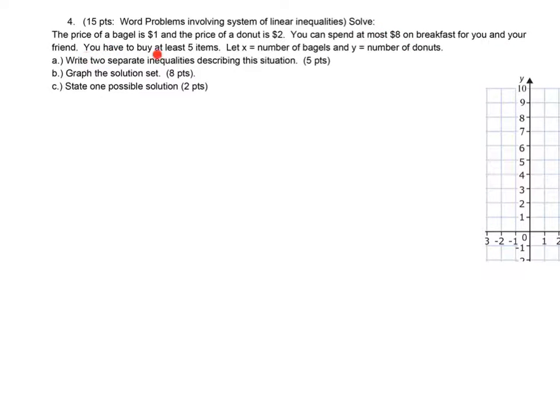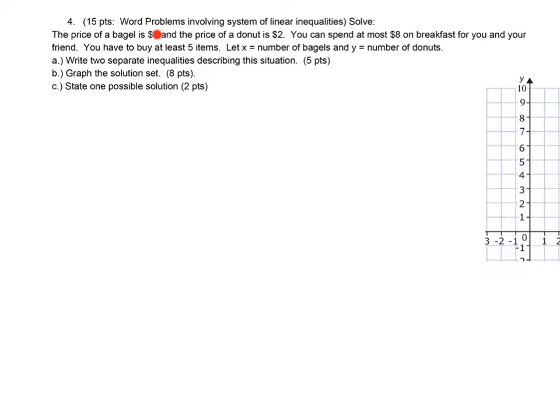We have to buy at least 5 items. So that's either 5 donuts or bagels. And it says, let x be the number of bagels and y be the number of donuts. All right, so let's start off with writing 2 separate inequalities. So what's the first inequality?